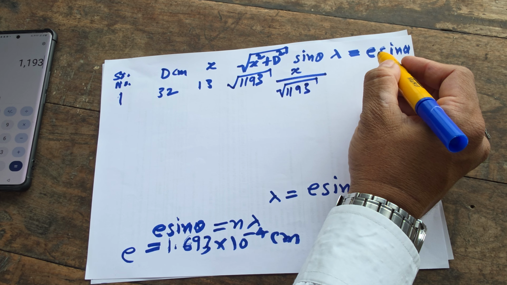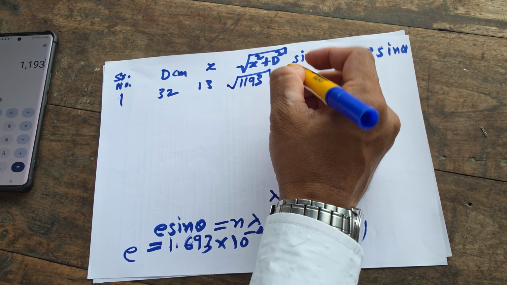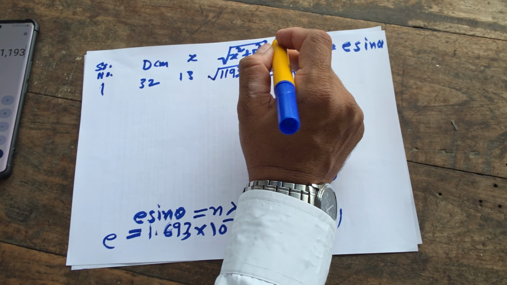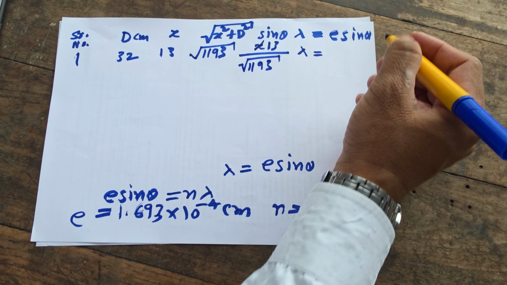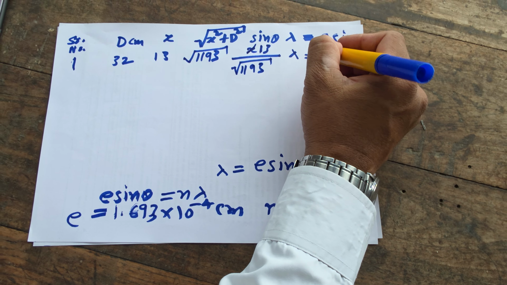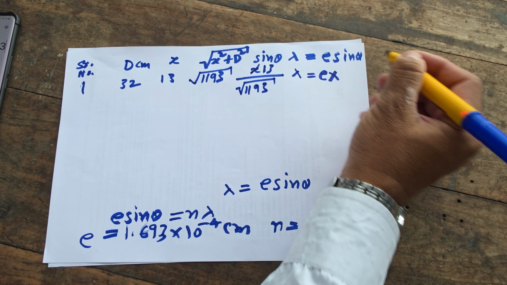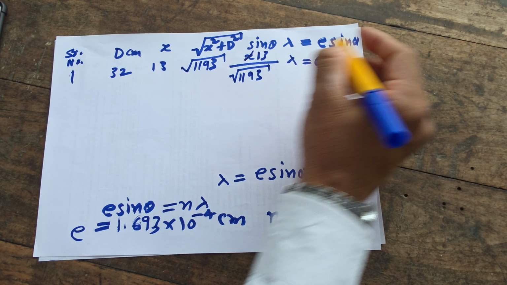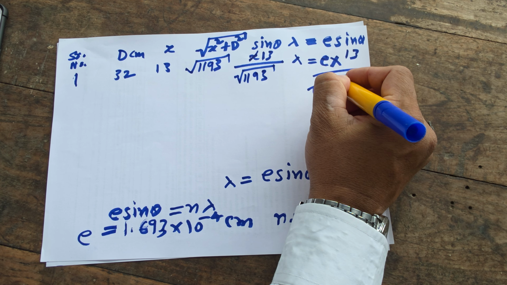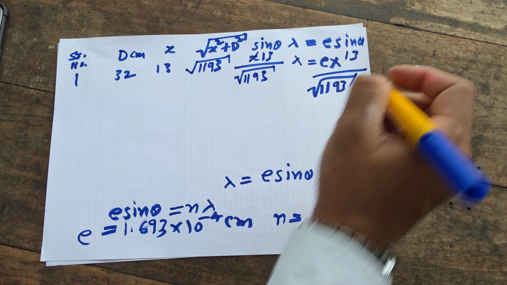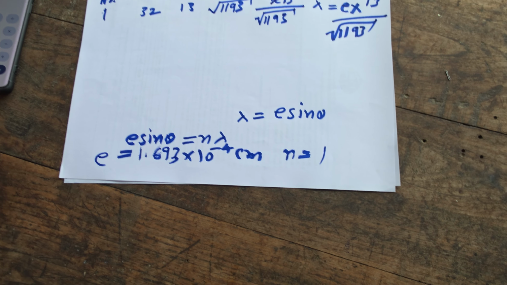Then we have to find out lambda. So our lambda will be nothing but x, and now x is nothing but 13. So instead of this value, I will put here 13. So our lambda will be nothing but E multiplied by this quantity, that is 13 divided by the square root of 1193. So we have to just find out this value.